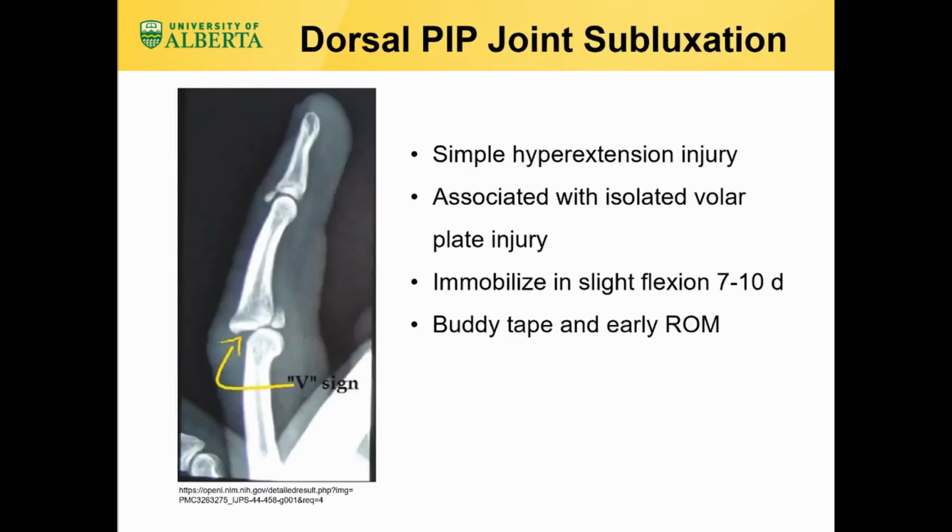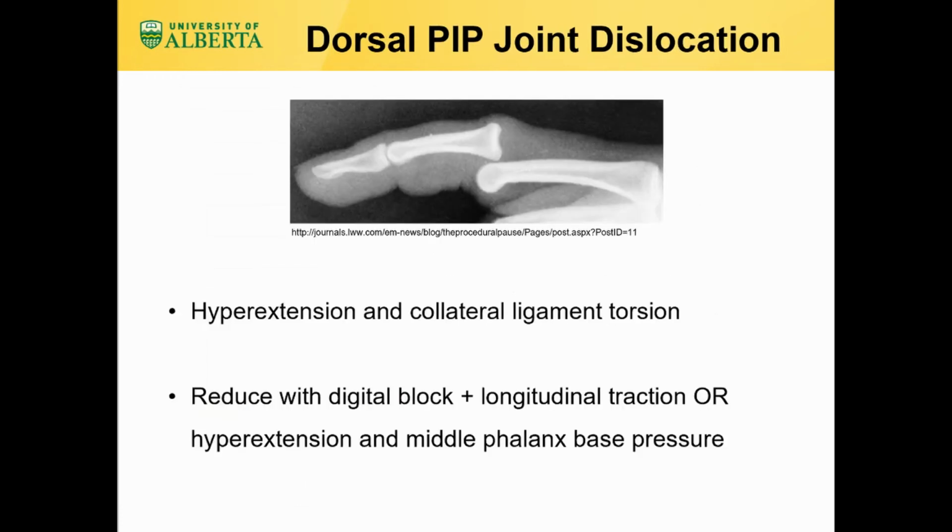Subluxation of the dorsal PIP joint results from simple hyperextension of the joint and tends to be associated with isolated volar plate injury. This type of injury can be identified by the V sign on lateral X-ray views, as seen here. To treat, the finger should be immobilized in slight flexion for 7 to 10 days, then buddy taped with early range of motion.